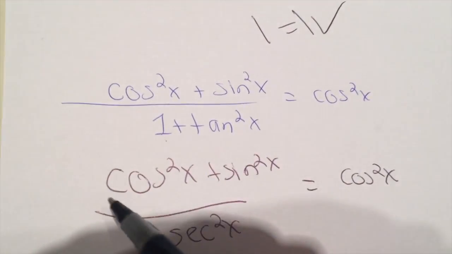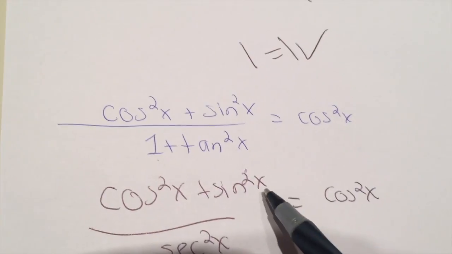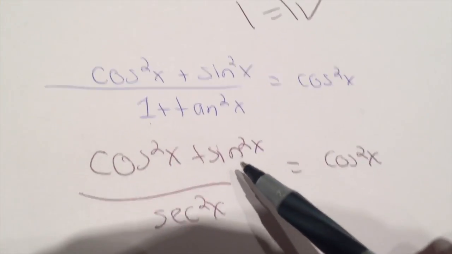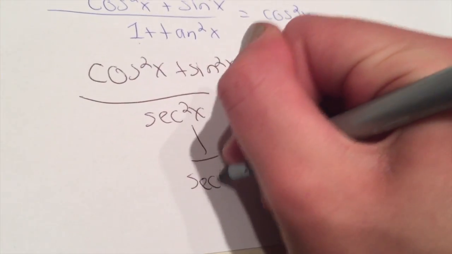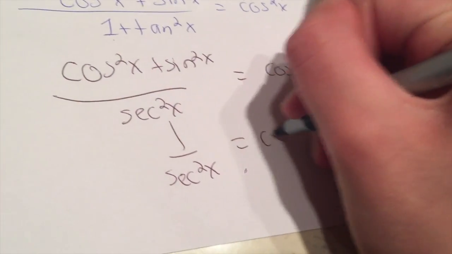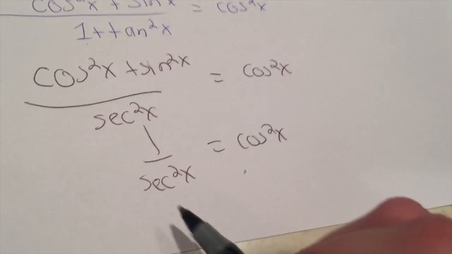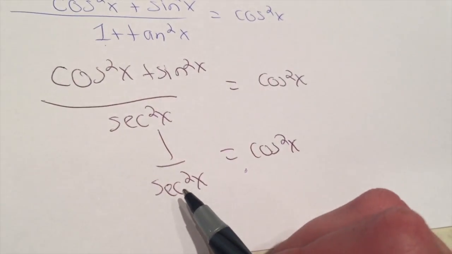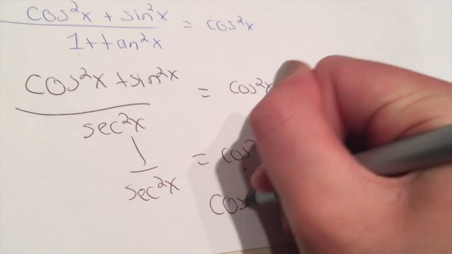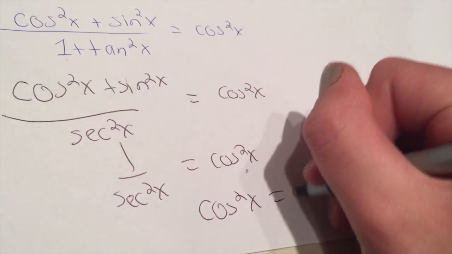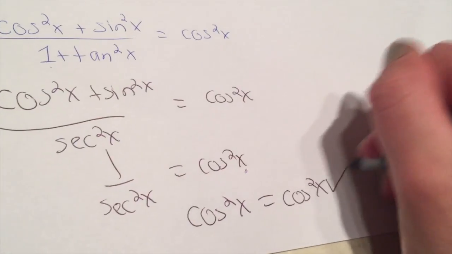Now you can look at this. Cosine squared x plus sine squared x by the Pythagorean identity is equal to 1. So 1 over secant squared x equals cosine squared x. Now, if you use the reciprocal identity, you can change 1 over secant squared x to cosine squared x, which equals cosine squared x.